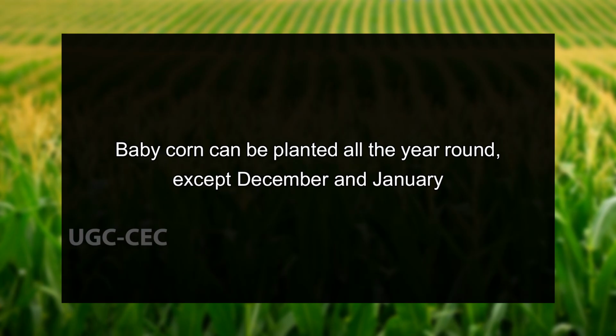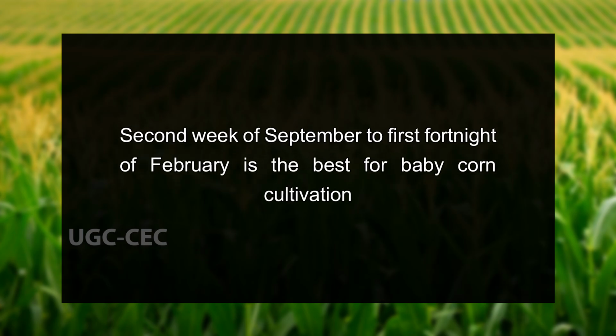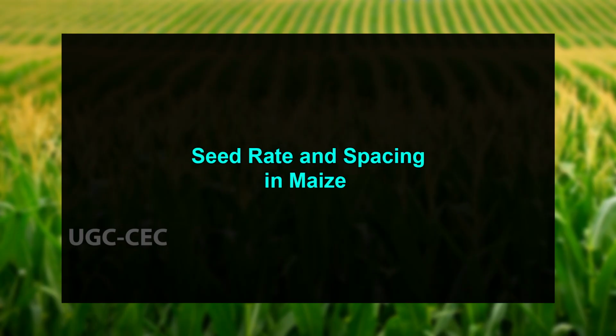Baby corn can be planted all the year round, except December and January. Second week of September to first fortnight of February is the best for baby corn cultivation. For sweet corn, June to July, that is Kharif, and September to October, that is Rabi, are the optimum times of sowing. Now, the seed rate and spacing in maize.